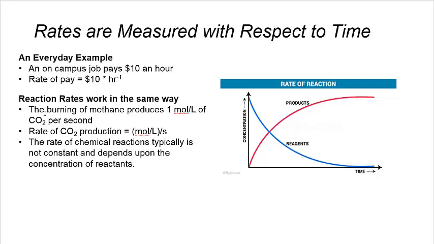For example, the burning of methane produces 1 mole per liter of CO2 per second. We can write this mathematically: the rate of how fast we're producing this CO2 is in the units of moles per liter per second, and in this case it would be 1 mole per liter per second. An interesting thing about chemical reactions is that they don't have constant rates, and they're going to depend upon the concentration of the reactants and products that you're building up in solution. We'll talk about that in a little bit.